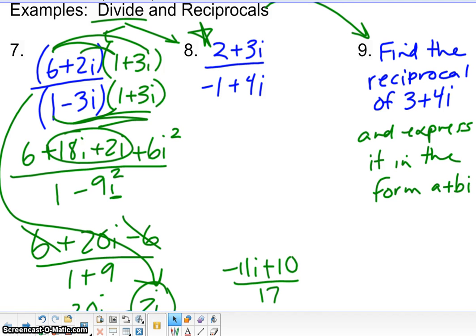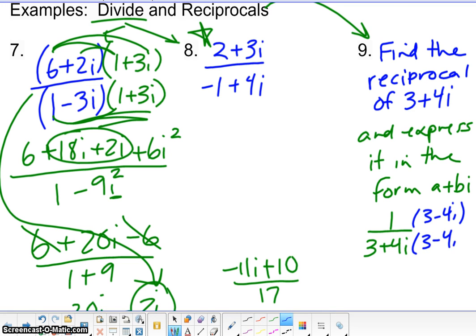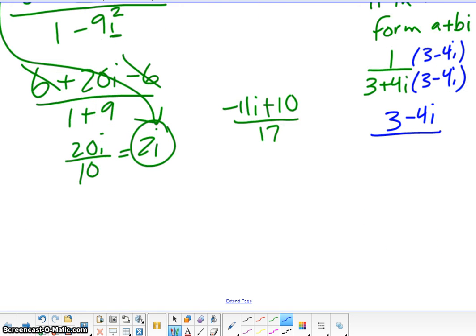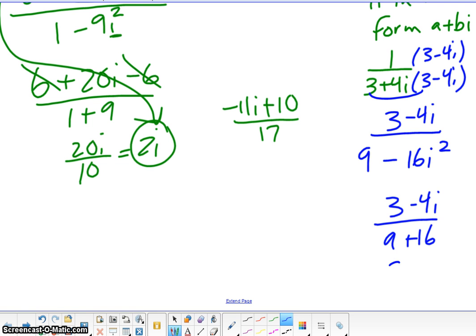Number 9, we're going to find the reciprocal of 3 plus 4i. And if you remember, our reciprocals are just when you flip it. So it would be 1 over 3 plus 4i. And then let's use the conjugate to break it down. And anything times 1 is itself, so I don't have to do anything in the numerator. And then FOIL the bottom, which would give us 9. Outside and insides cancel out, negative 16i squared. So what ends up being left is 9 plus 16 on the bottom, leaving you with 3 minus 4i all over 25.